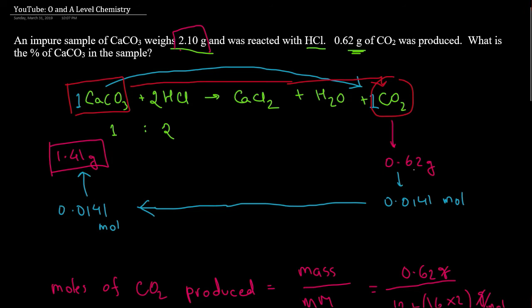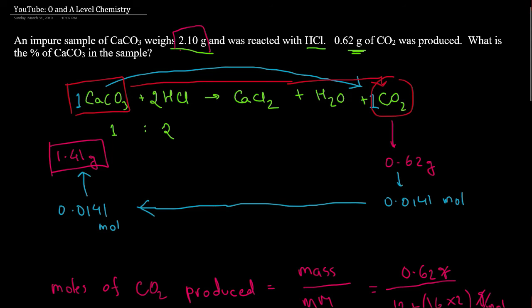So once we know how much CO2 was produced, in this case we know that the CO2 produced was 0.62 grams. So that only means that this must have come from calcium carbonate reacting with excess HCl. The HCl needs to be in excess. That's because you don't want the reaction to stop because the HCl ran out. You want the reaction to stop because all the CaCO3 ran out. In that case, you can account for all the CaCO3 present in the sample.